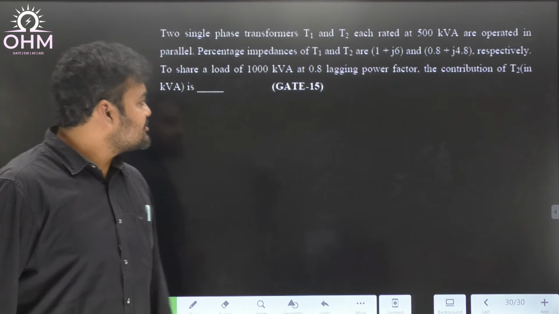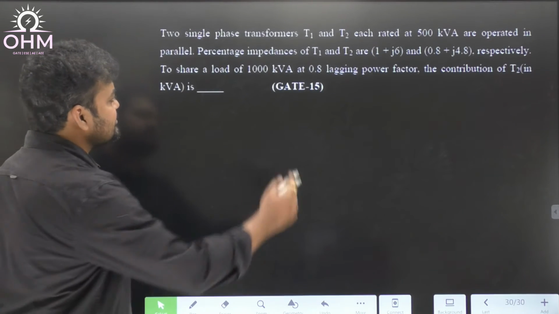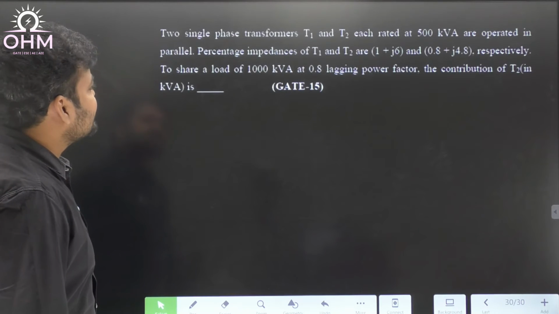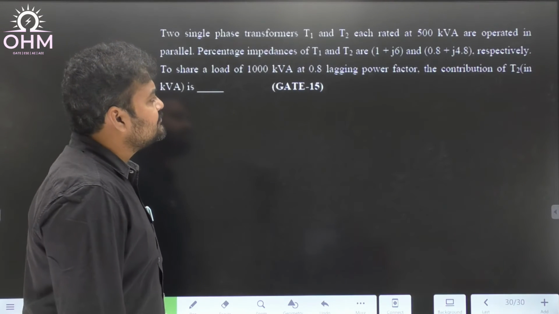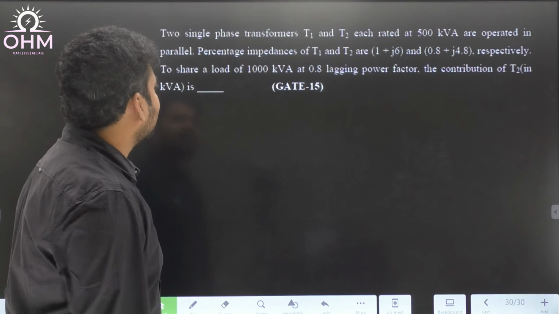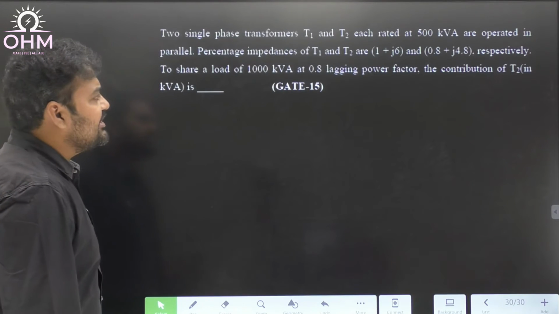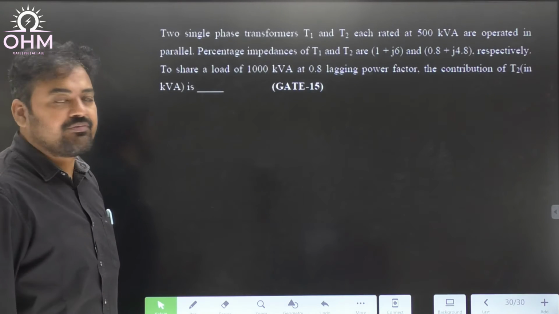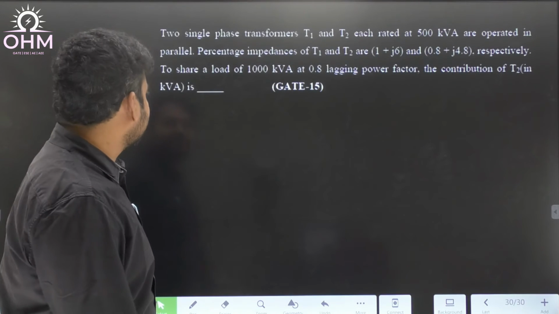All right, we have the next question. This is a question paper. This is a question from GATE 2015 paper. Read the problem. Two single phase transformers T1 and T2, each rated at 500 kVA, are operated in parallel. Percentage impedance of T1 and T2 are 1 plus J6 and 0.8 plus J4.8 respectively.